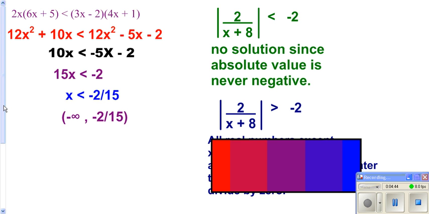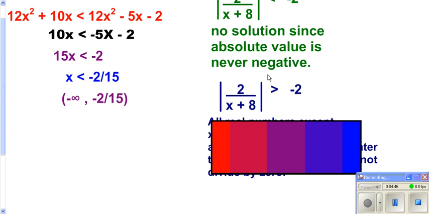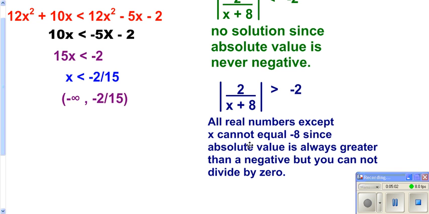Taking a look at the one right below it, though, if you have absolute value greater than a negative, well, can absolute value ever be greater than a negative? Yes. Isn't what you get out of an absolute value always positive? And isn't anything that's positive always greater than a negative? So yes, it would be all real numbers, with the one exception of what causes you to divide by 0, because you know you can never divide by 0. So in this case, it would be all real numbers, except you cannot have x being negative 8, because that's what causes the bottom to be 0.